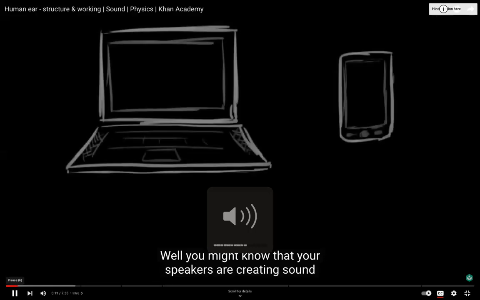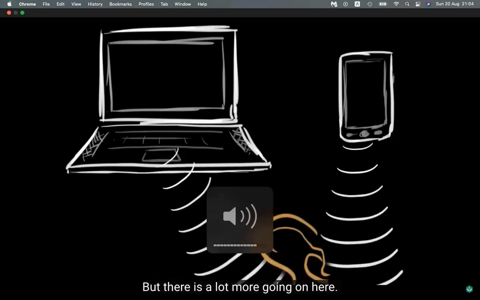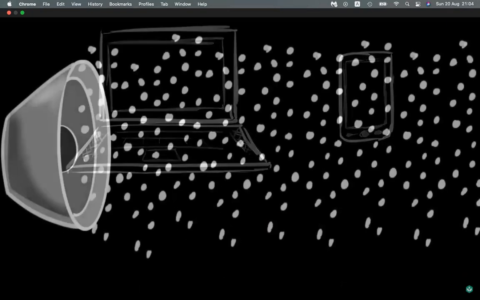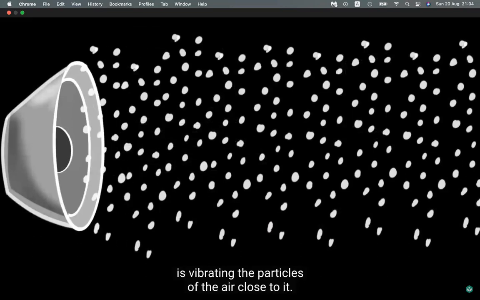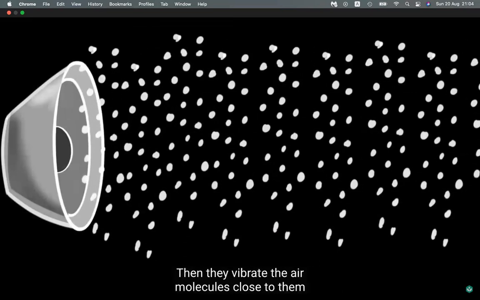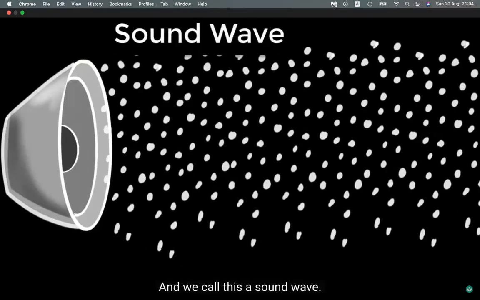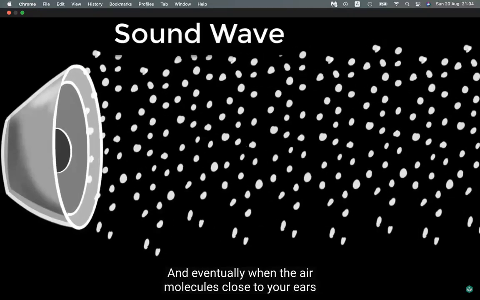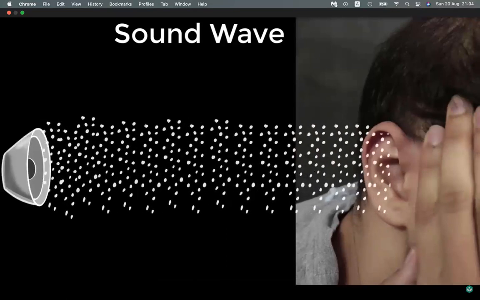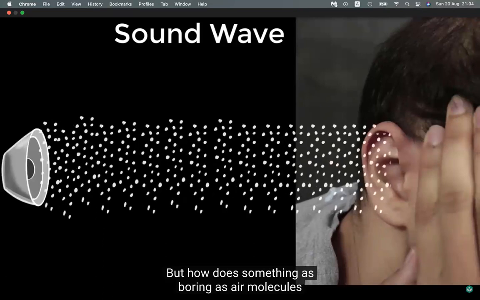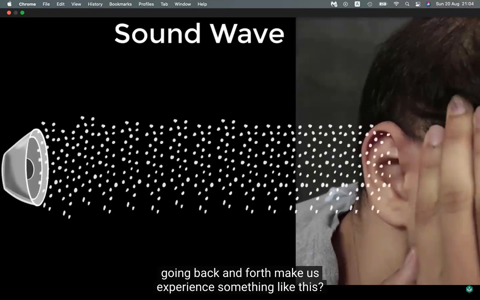Well, you might know that your speakers are creating sound and your ears are listening to it. But there's a lot more going on over here. You see, all your speakers are doing right now is vibrating the particles of the air close to it. Then they vibrate the air molecules close to them, and so on and so forth. And we call this a sound wave. And eventually, when the air molecules close to your ears start vibrating, we hear sound. But how does something as boring as air molecules going back and forth make us experience something like this?